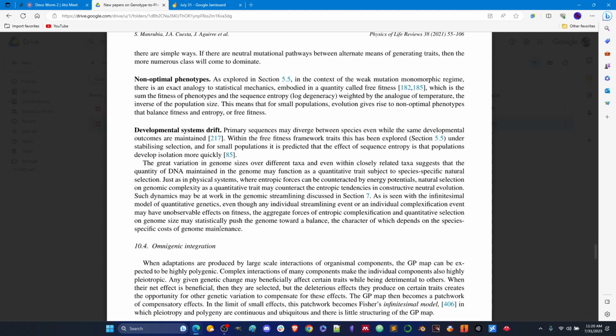There's also developmental systems drift, which is where primary sequences may diverge between species, even while the same developmental outcomes are maintained. So it is predicted for small populations that the effect of sequence entropy is that populations develop isolation more quickly. Those are some questions or issues that are raised by the first paper that relate to the second paper. This is an interesting area. I think it's very useful for a broad range of things, and hopefully we can follow up on this soon.